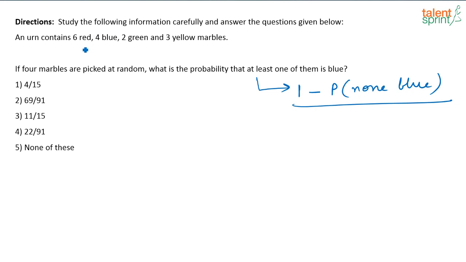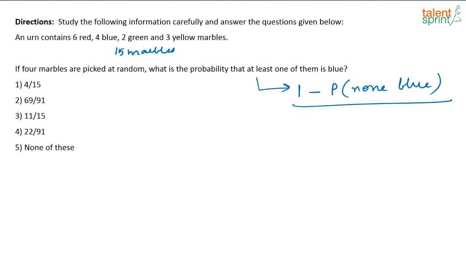See, totally how many marbles are there? 6 plus 4, 10, plus 2, 12, plus 3, 15. So totally 15 marbles are there. Out of these 15 marbles, how many marbles am I picking? I am picking 4 marbles. So what is the probability that none of them is blue?